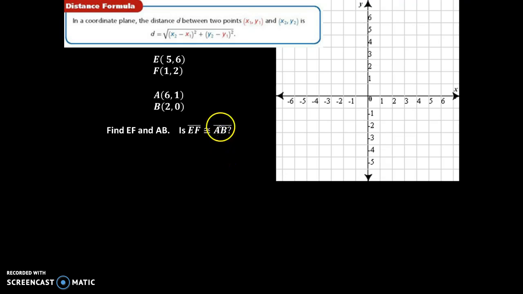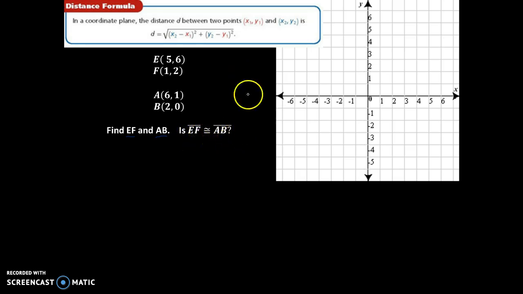The next thing we want to do is, instead of find the middle of line segments, find the exact distance of any given line segment. So here we're given point E, point F, point A, and point B. We are asked to find the distance of EF, as well as the distance from A to B. So it would be the length of segment EF, the length of segment AB. And then a follow-up question would be, is segment EF congruent to AB?